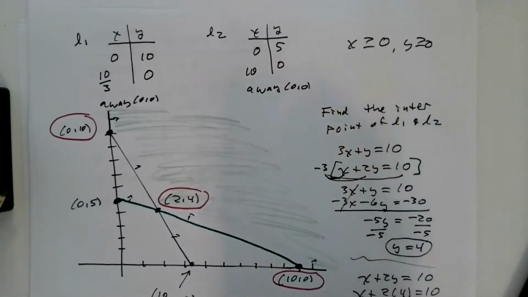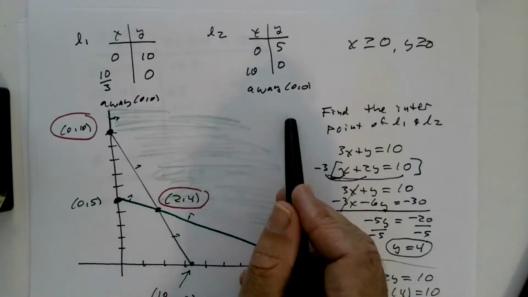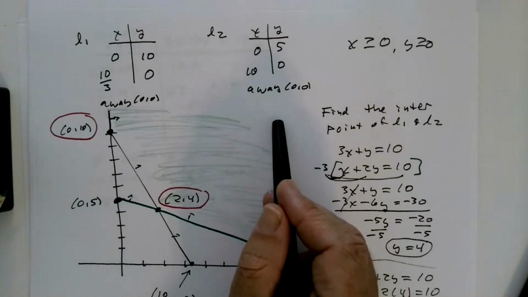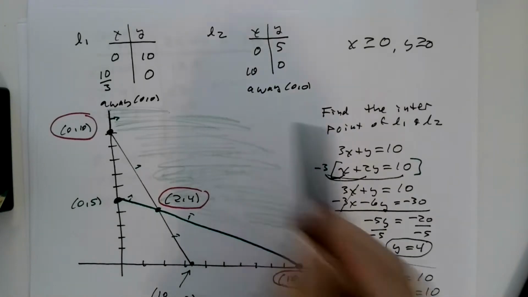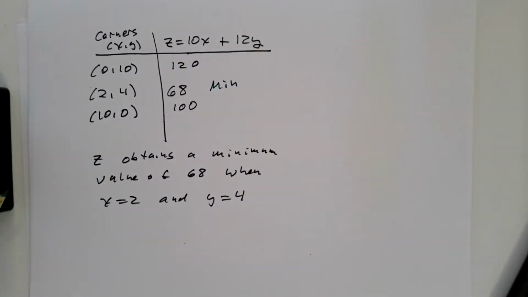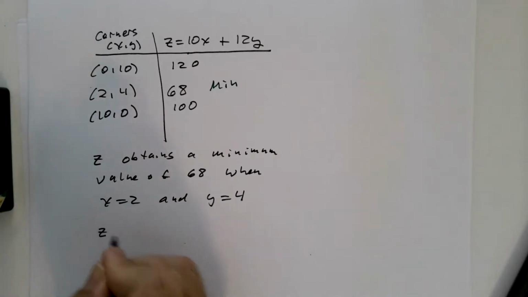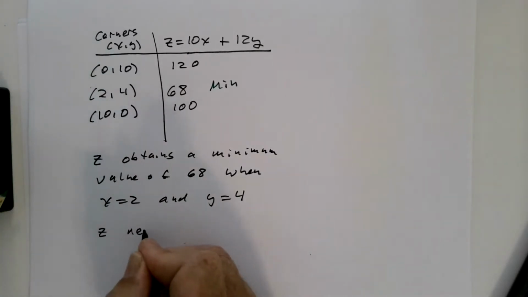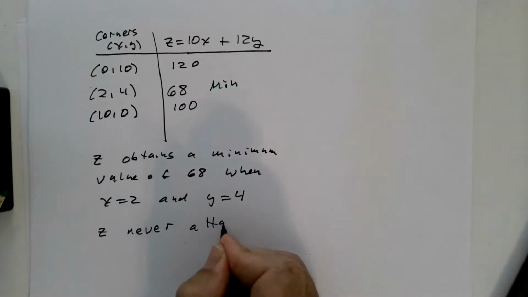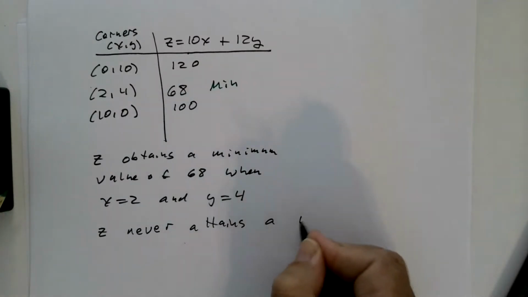And if we want to have 10x plus 12y, x could get as big as you want, y could get as big as you want. If x is 1 million and y is 1 million, certainly 10x plus 12y is a very large number. There is no maximum for this unbounded region. So z gets as large as you want. z never obtains, or attains, which would be a better verb, I guess, a maximum value.